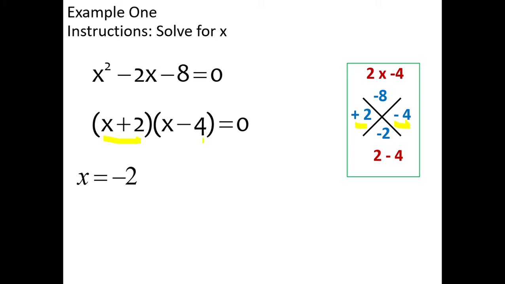All right, now how about the second factor? How could this factor be 0? What would x have to be to make this 0? Well, 4 minus 4 would be 0. So our other solution would be x equals 4. So the two solutions for x to solve this quadratic equation are x is -2 and x is 4.